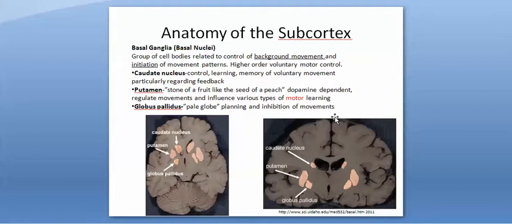The longitudinal fissure is right here. All right, and then we have our globus pallidus, or pale globe. That's responsible for planning and inhibition of movement. Inhibiting movement is just as important as producing it. We don't want a lot of extra motor movement as well.